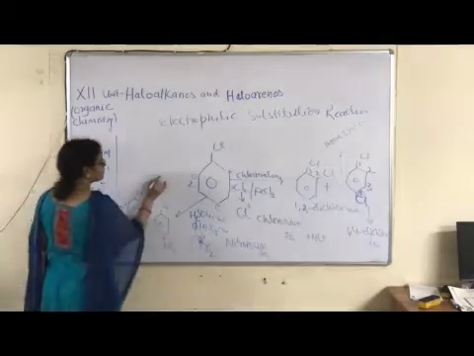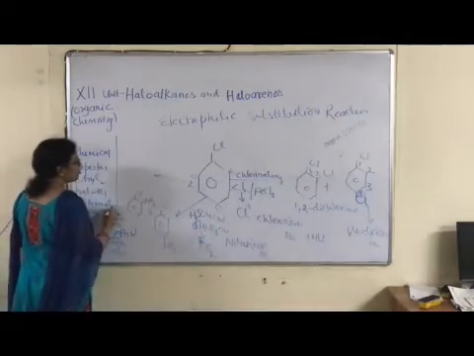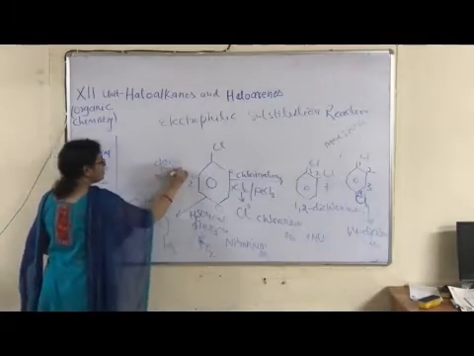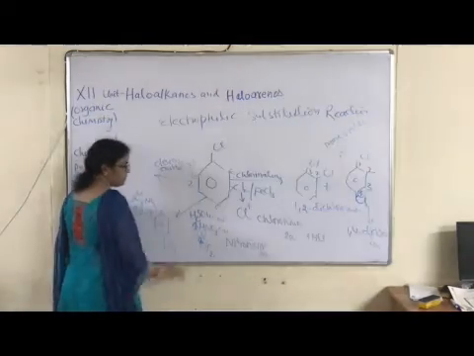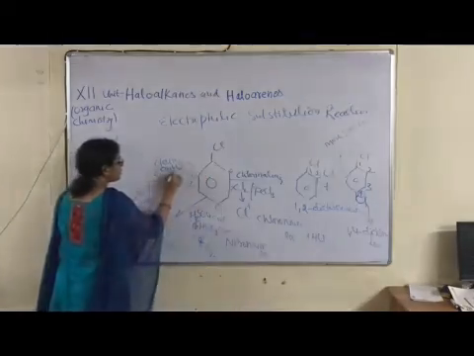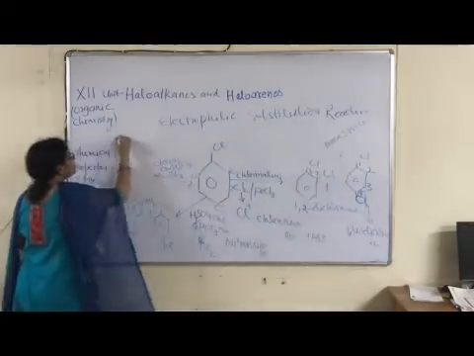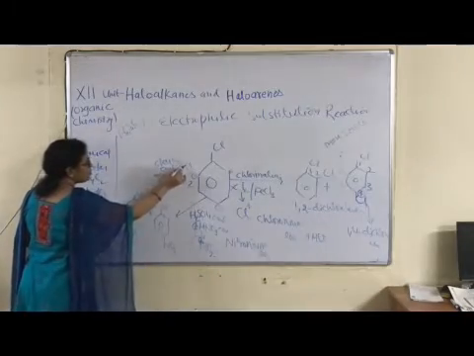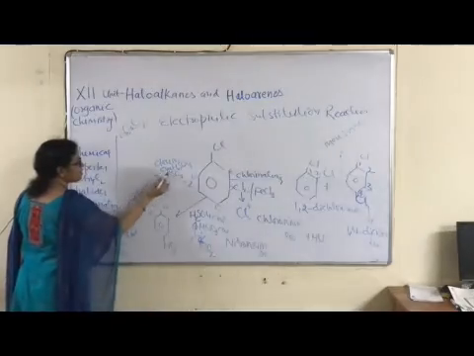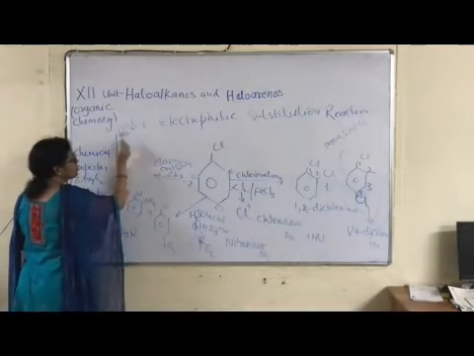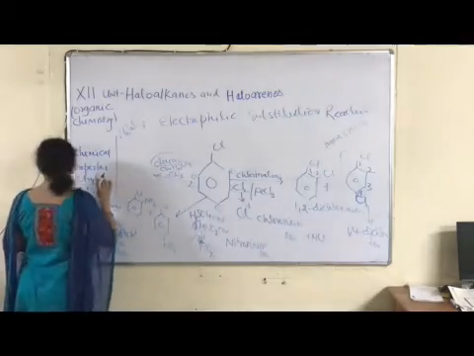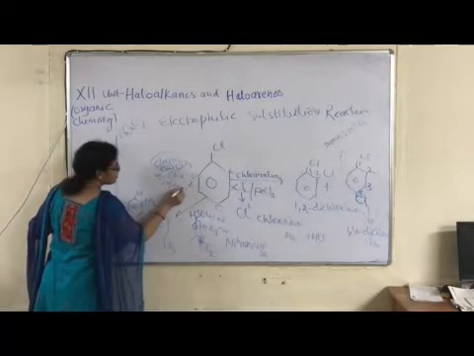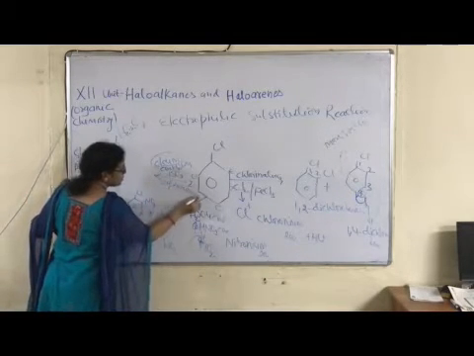Next is sulfonation. For sulfonation, what is required? Oleum. Oleum means concentrated sulfuric acid plus SO3 gas, sulfur trioxide, right? Because oleum is H2S2O7, that is H2SO4 plus sulfur trioxide gas, combined. H2S2O7 is also known as oleum, right, children? Now, this process is sulfonation.